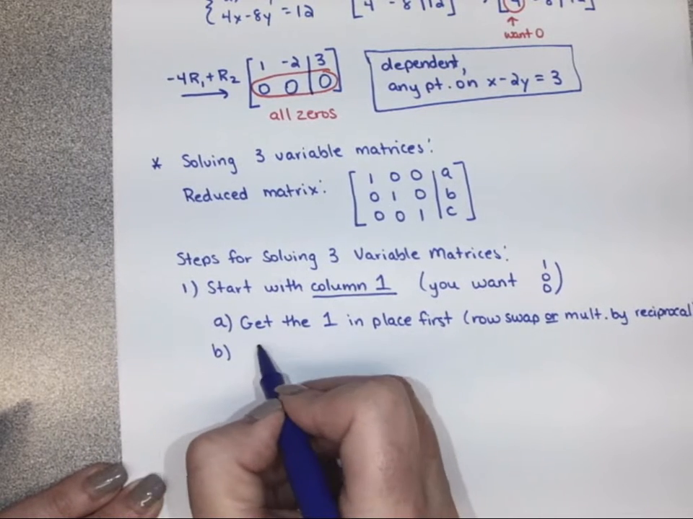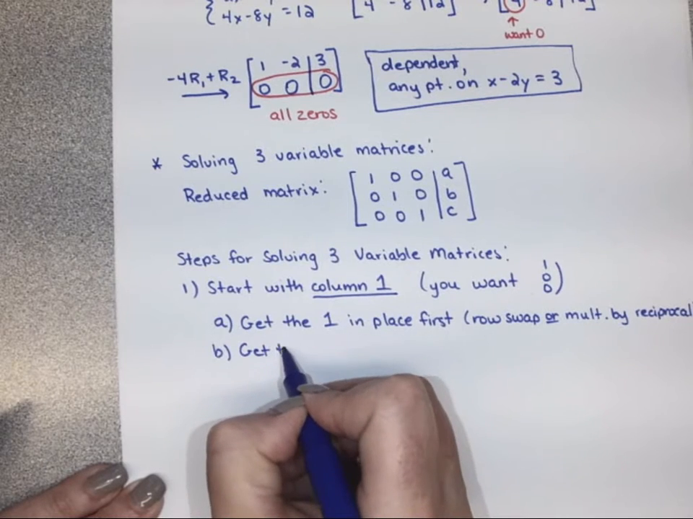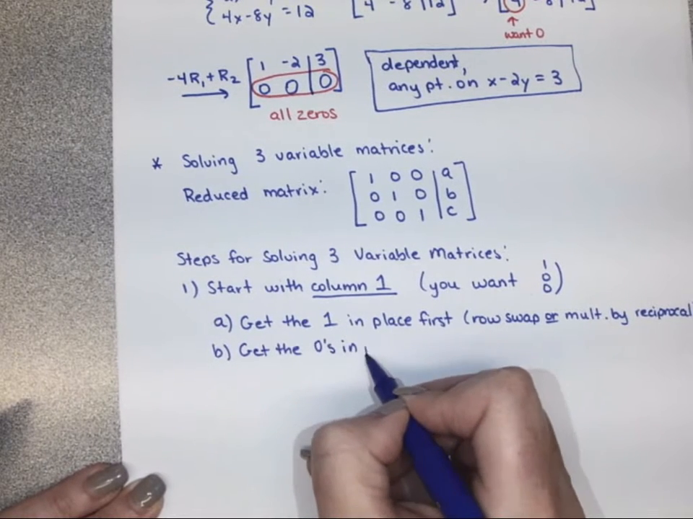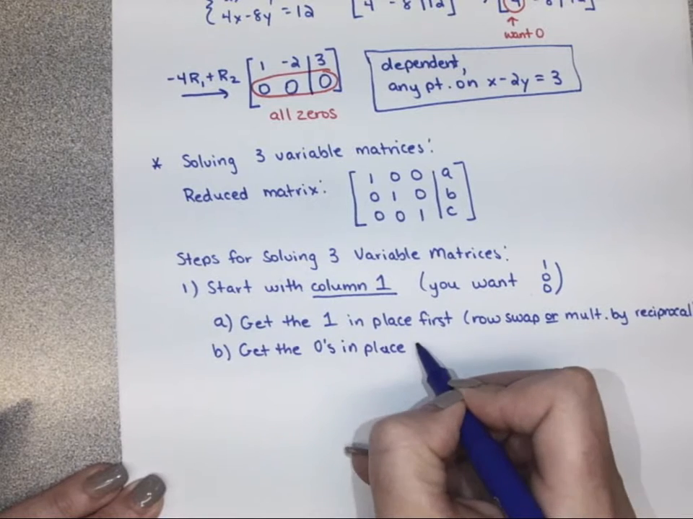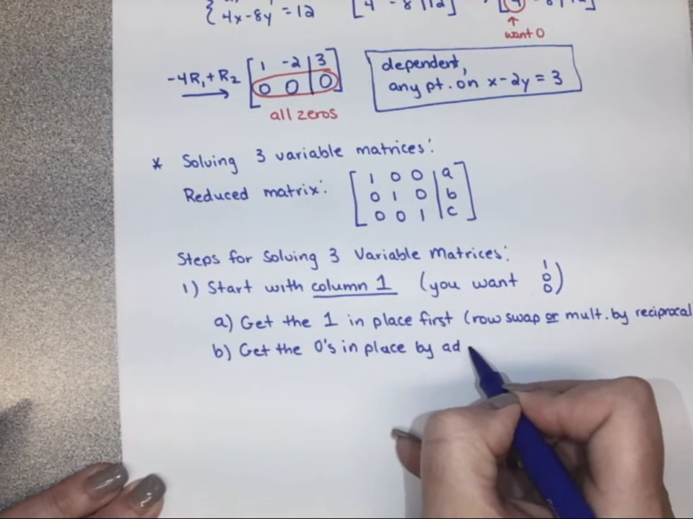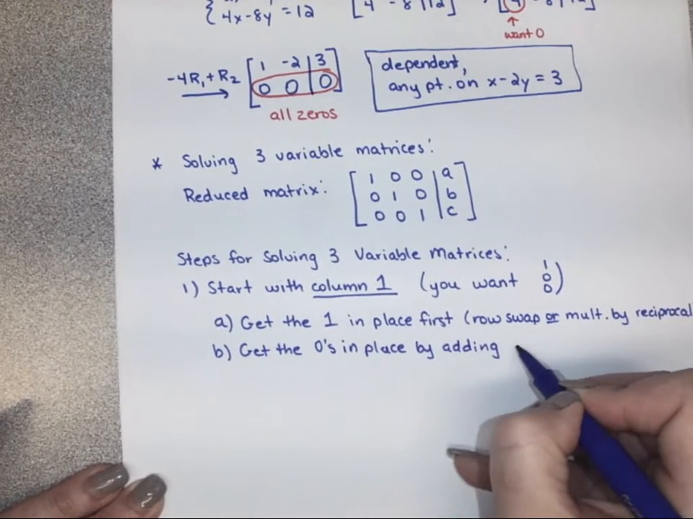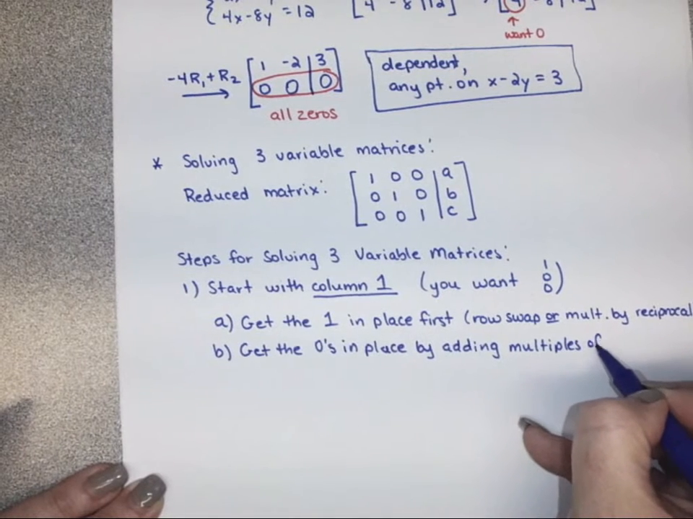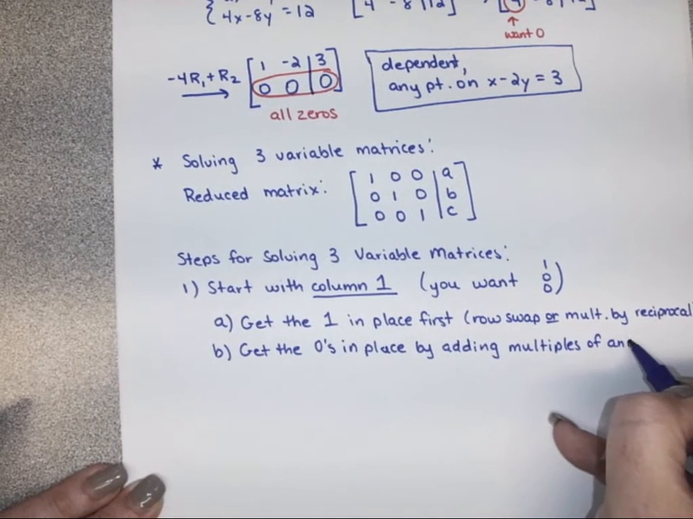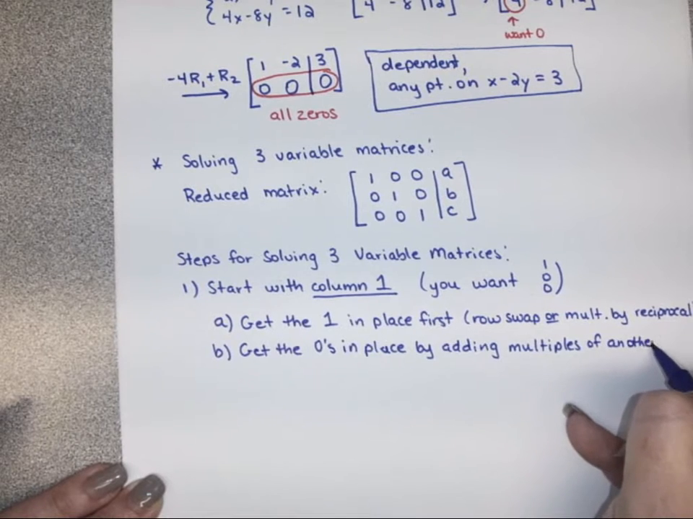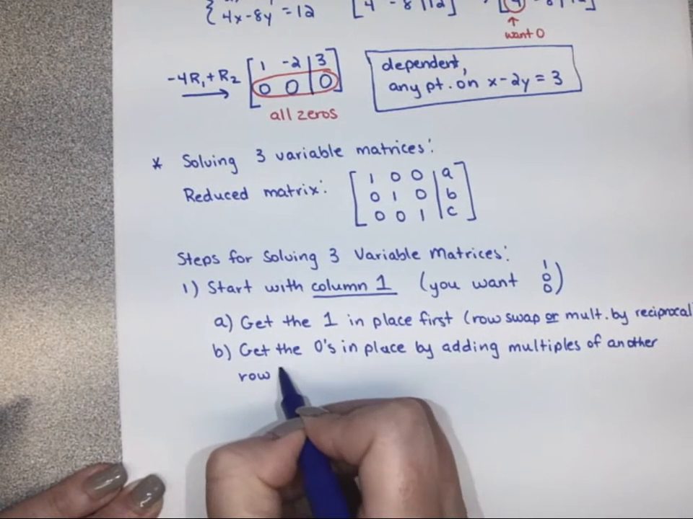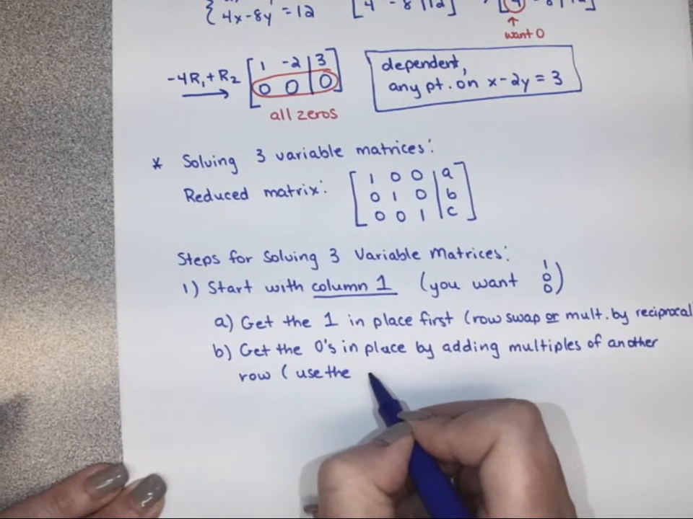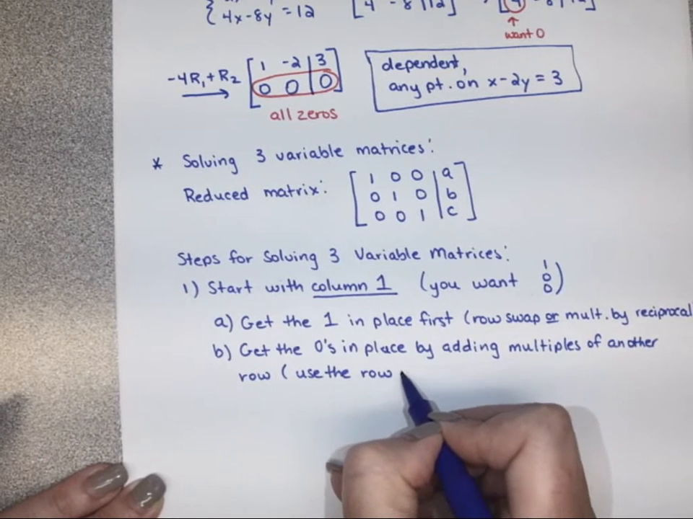And then step 2 is to get the zeros in place for that column. And to do that, remember, you're going to add multiples of another row. But we always use what kind of number? We always use the opposite sign. And you're going to use the row with the 1 in it to make your change.